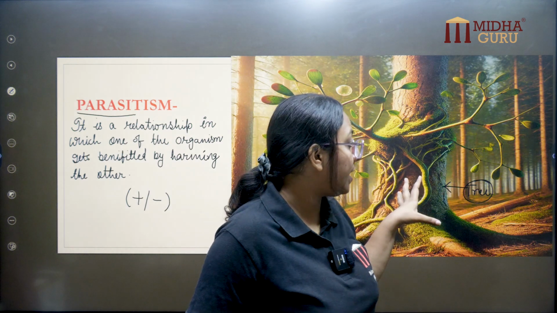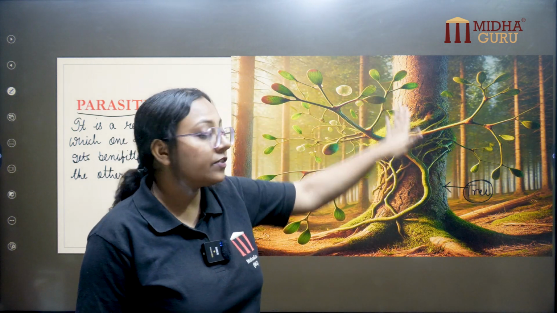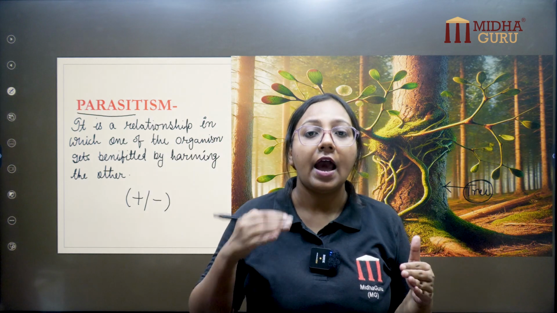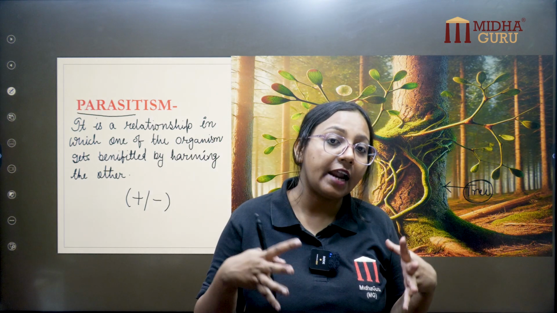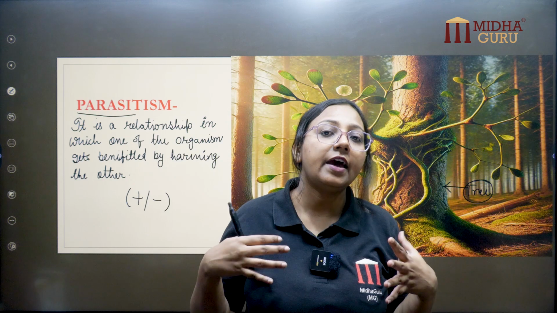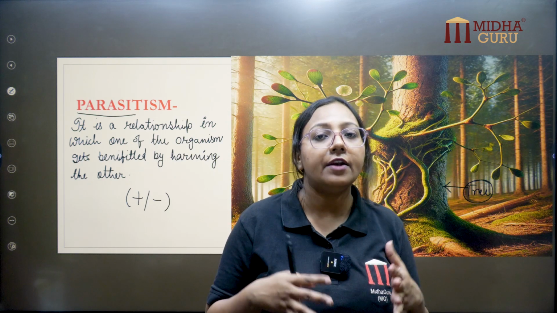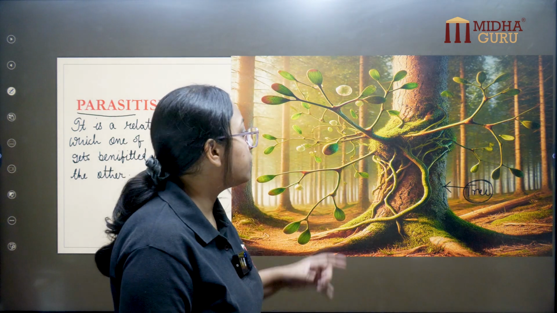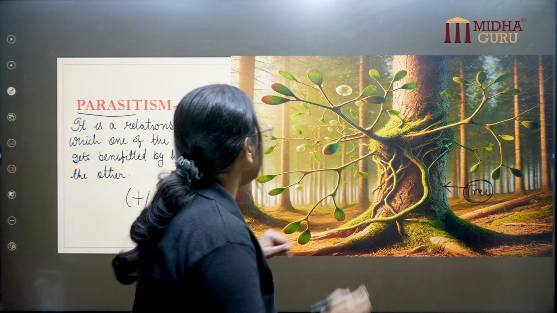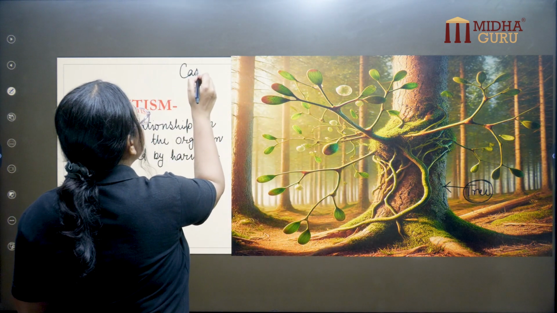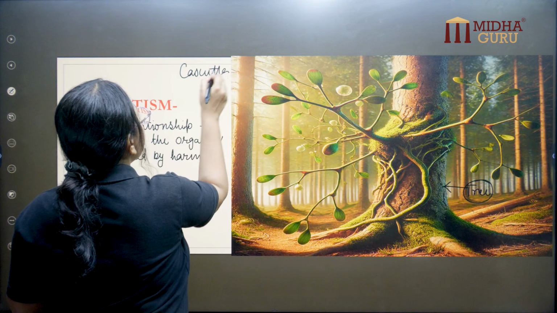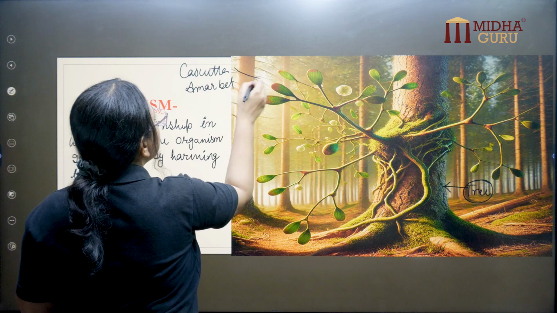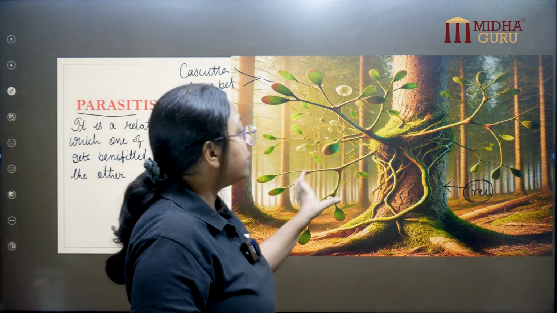And how will they harm it? The tree will not get enough nutrition for its livelihood. And once it does not get the nutrition, slowly its growth will reduce. And after some time, maybe it dries up. So this is Cuscuta, or Amar Bel, as we call it. This is what it is, and this is a parasite.